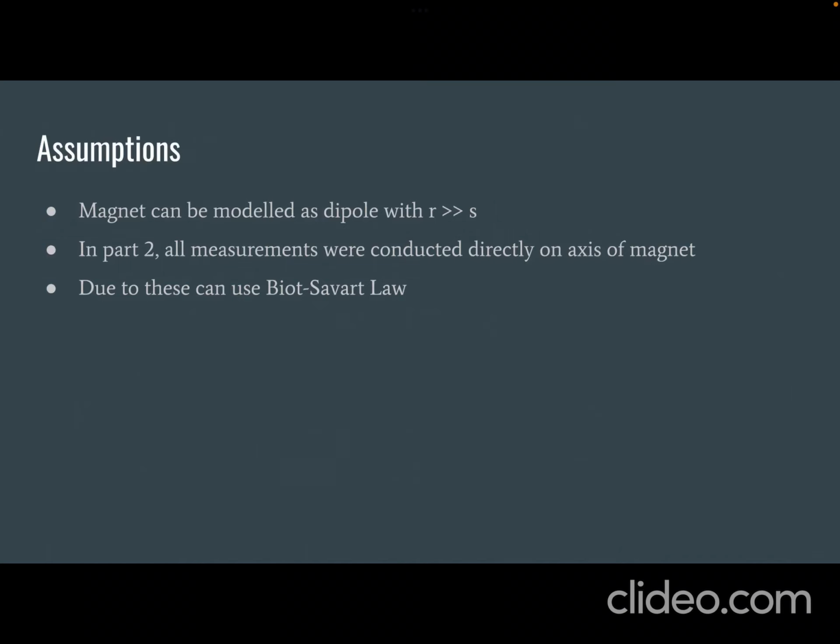And then going on to our calculations. First, the assumptions we made were that the magnetic ball could be modeled as a dipole and that the distance of separation was far greater than the separation distance. This is just for easier calculations.